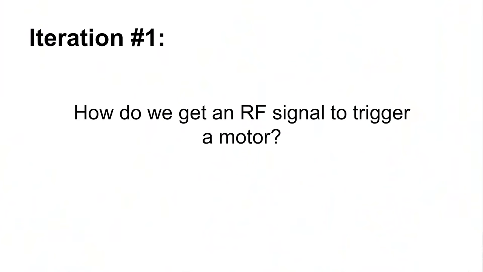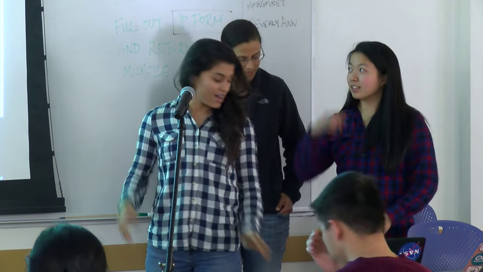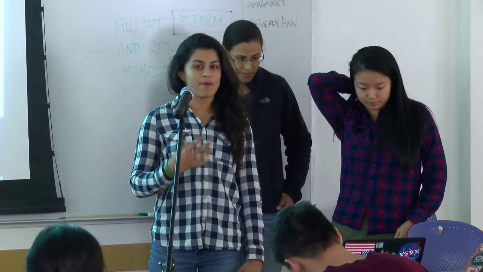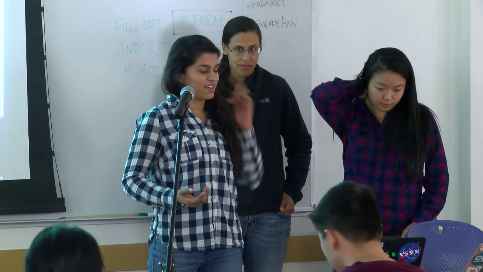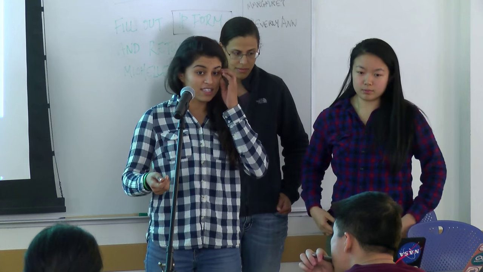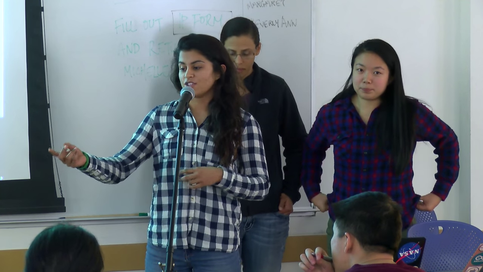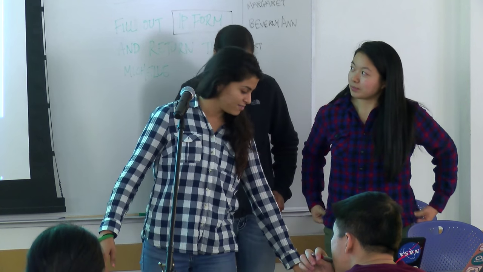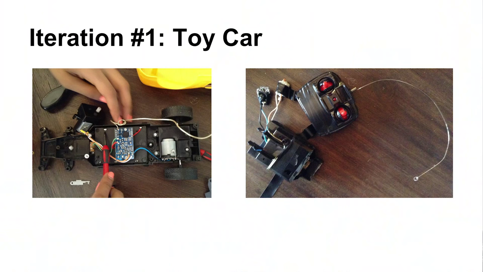So in our first iteration, we asked ourselves the question, how do we get an RF signal to trigger a motor? We're all software focused in our studies, so we don't really know a lot about hardware. So we thought that the best way to do this is to use something that's already out there, and that is a toy car. A toy car has two switches that essentially trigger two different motors using an RF signal. So we took apart a toy car, and we learned a lot through this process.